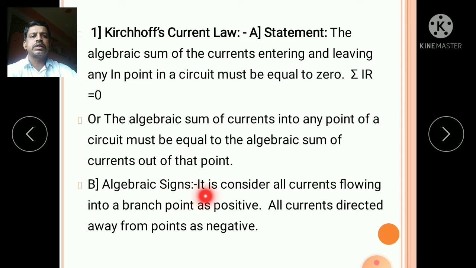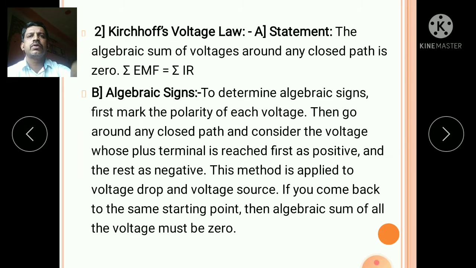Algebraic signs: consider all the current flowing into the branch point as positive, and all the current directed away from the point as negative. This means the current which is coming towards the node point or junction is considered positive, and the current which is moving away from the junction, node or point is considered negative.